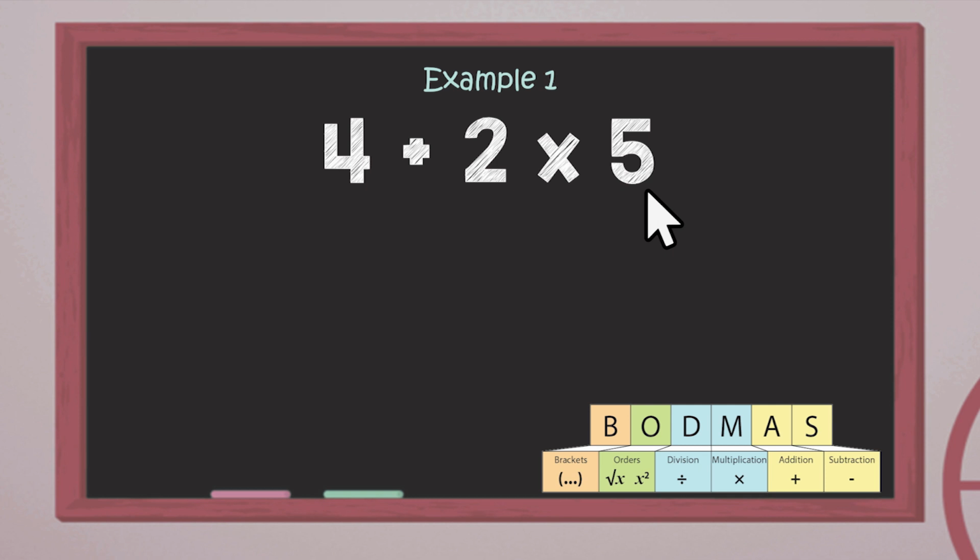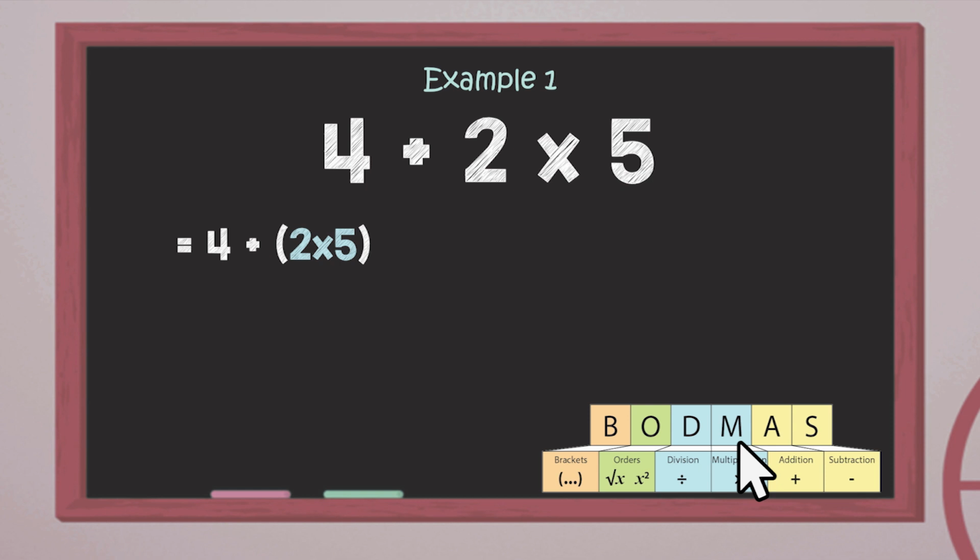Do we have any brackets in this expression? No, we don't have any brackets in this expression. We don't have any exponentials and we don't have any division. What comes after division? Yes, multiplication. So let's bracket off the multiplication section of the grouping. So in the next line, we have our equal sign, 4 plus, open bracket, 2 times 5, close brackets.